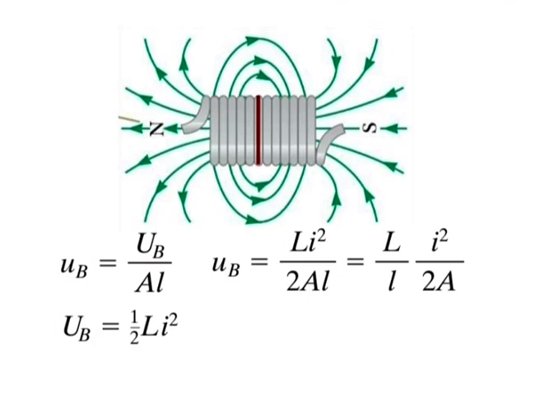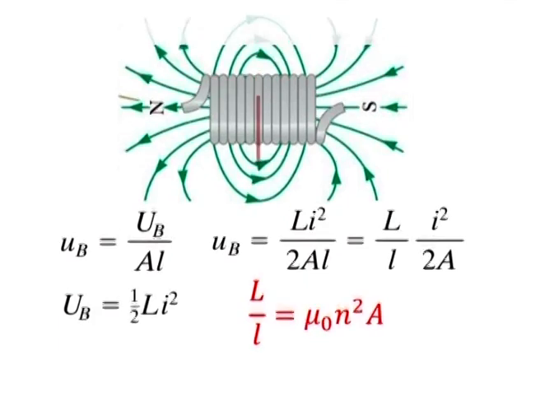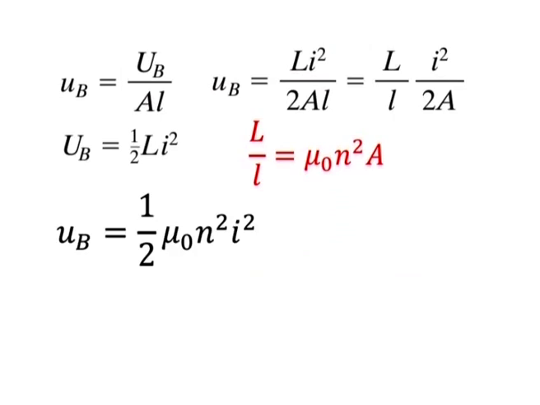Here L is the inductance of the length l of the solenoid. Substituting for capital L upon small l from this inductance equation of the solenoid, we find small u_B is equal to half mu 0 n square I square. Here n is the number of turns per unit length.